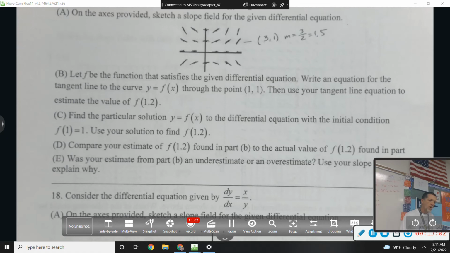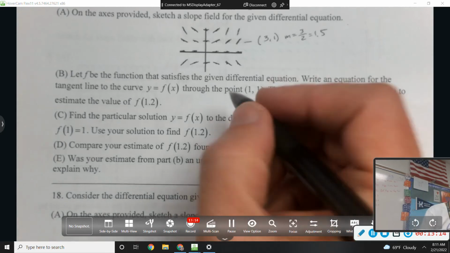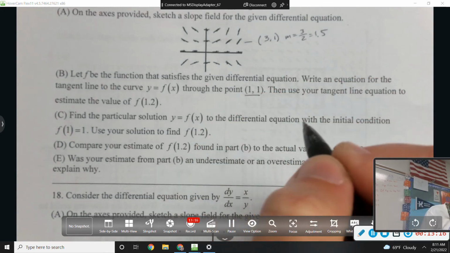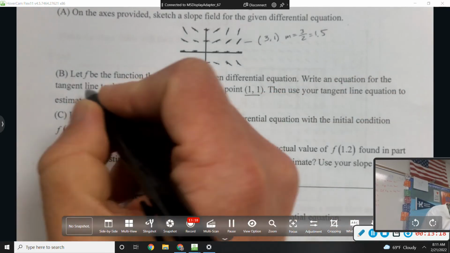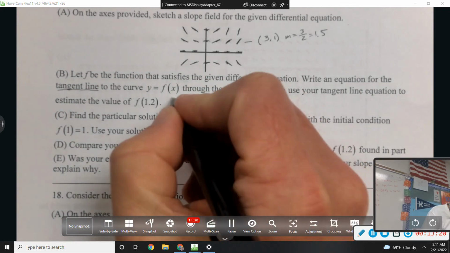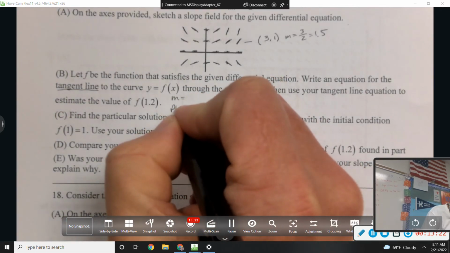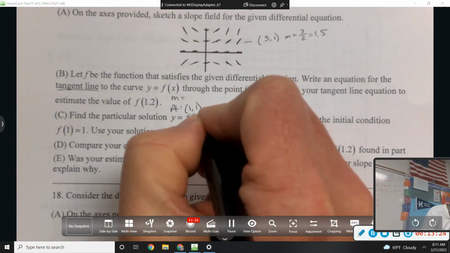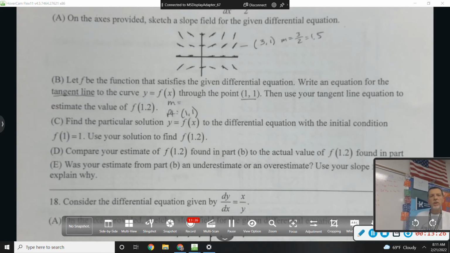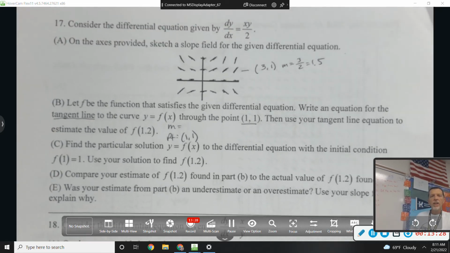All right, part B, the part we wanted to get to here. Let f be the function that satisfies the given differential equation. Write an equation for the tangent line to the curve y equals f of x through the point 1, 1. Okay, an equation of the tangent line. So for a tangent line, I need slope and I need a point. Well, it gave me the point, 1, 1. How can I find the slope at 1, 1?